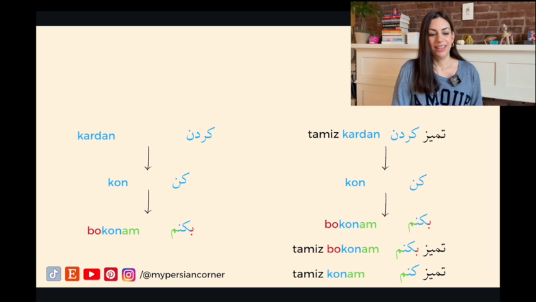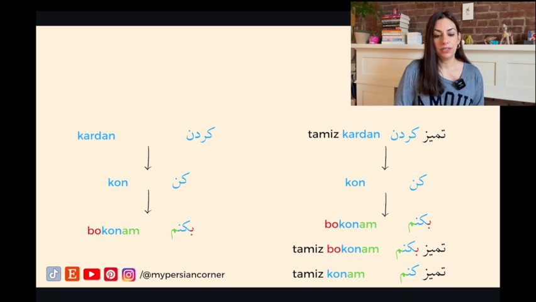Okay, a note about the verb kardan. We know that Persian has two types of verbs, simple verbs and compound verbs. When kardan particularly comes as a compound verb, as our example on the right, tamiz kardan, to clean, we can, in the subjunctive form, say it in two different ways.